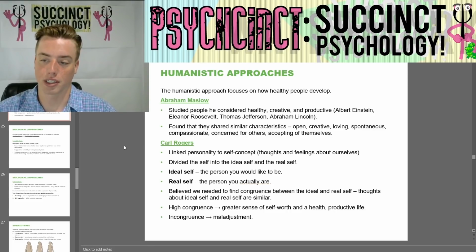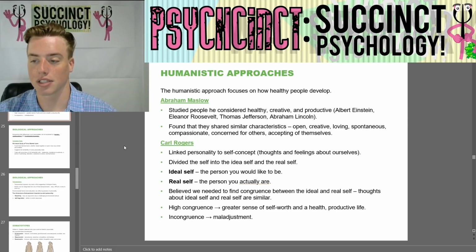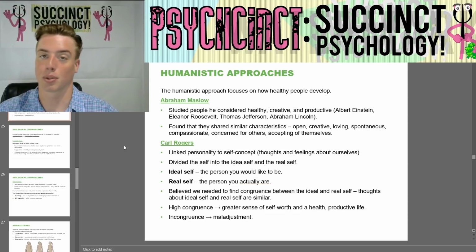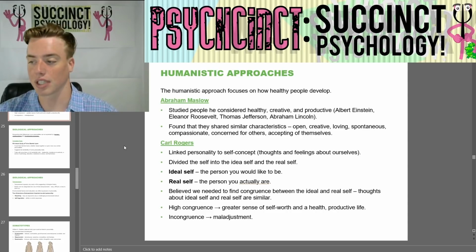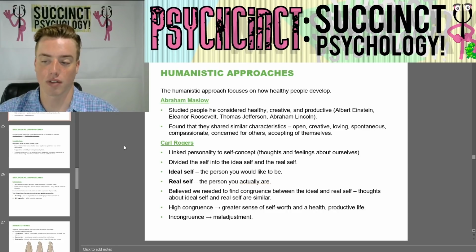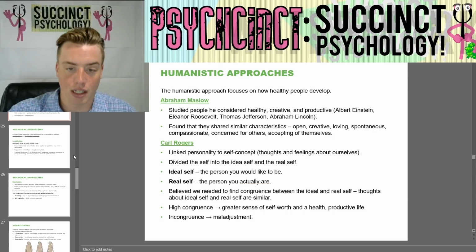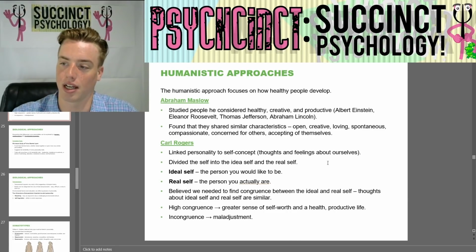Now, Carl Rogers linked personality to self-concept, or the thoughts and feelings about ourselves. He divided the self into the ideal self and the real self. Now, the ideal self is the person you would like to be, whereas the real self, of course, is the person you actually are. He believed we need to define congruence between the ideal and real self, so thoughts about ideal self and real self are similar. So you need to get it to that. High congruence means greater sense of self-worth and a healthy, productive life, and incongruence means you have maladjustment. So those are the humanistic approaches.